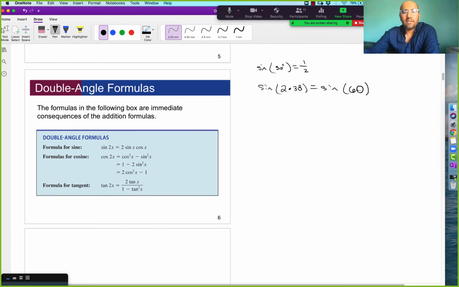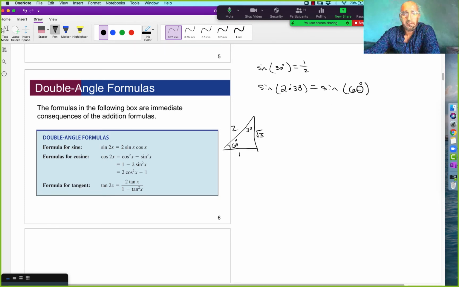Sine of 60 degrees. Okay, so sine of 30 degrees is 1/2, right? That's one of our standard triangles. Let's put our standard triangle over here. This is 60 degrees. We have 30 degrees. We have 1, 2, root 3. Okay, so if we double the input angle right in here, then we get the sine of 60 degrees.